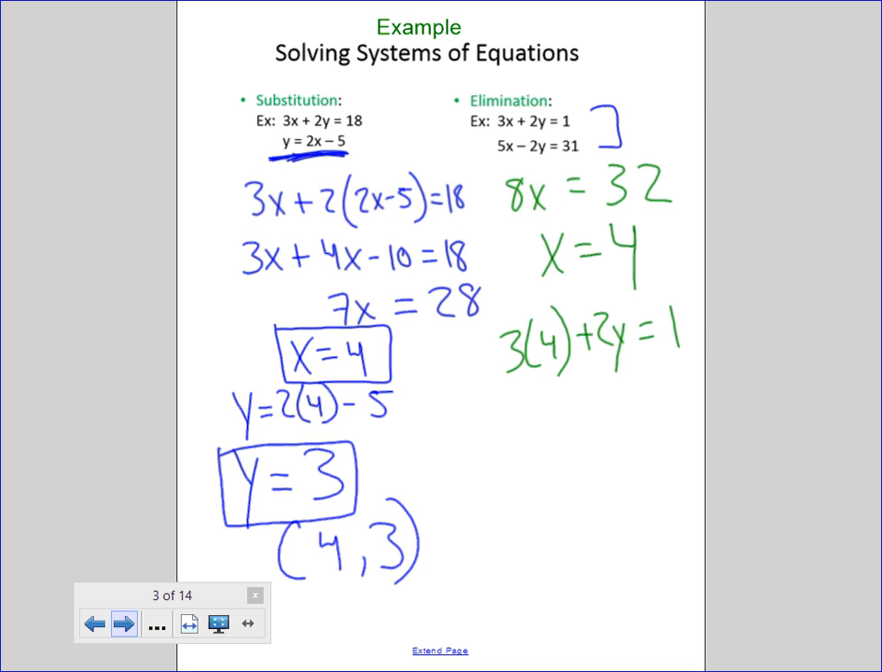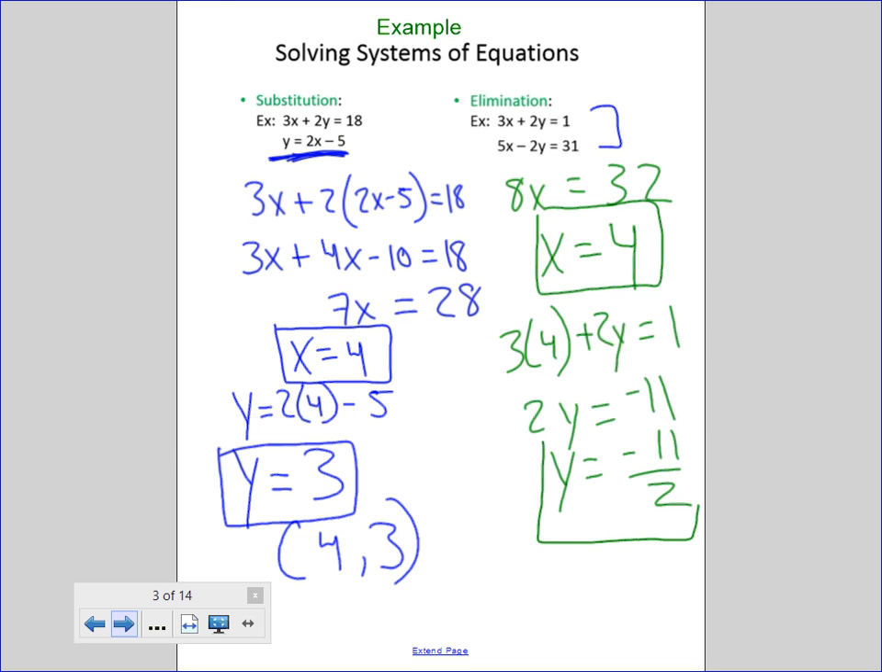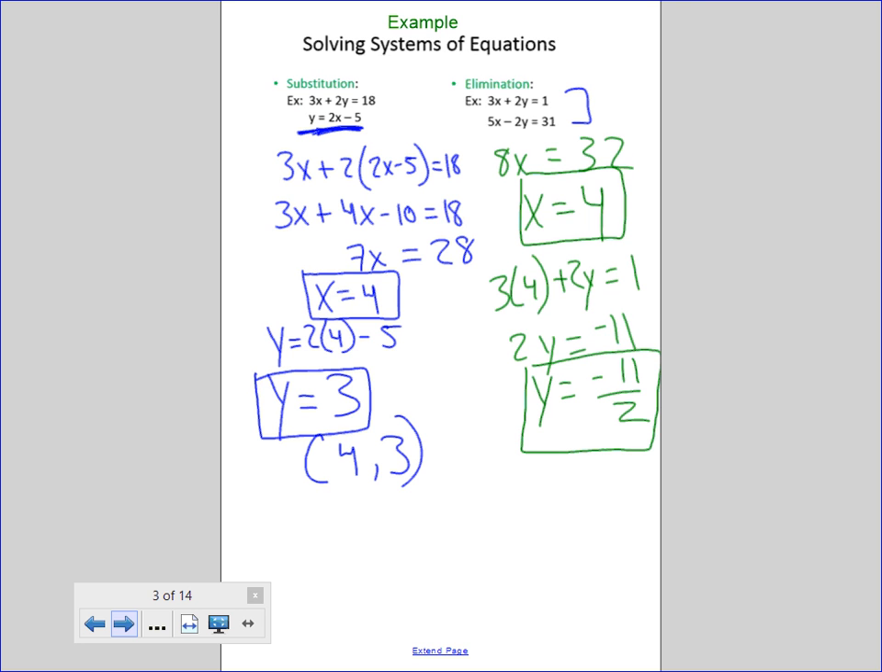Then I'll solve this equation. So I'll subtract 12 from both sides. I get 2y is equal to negative 11. And then I'll divide by 2, so I get y equals negative 11 halves. So this is the method of elimination. Hopefully at some point you've learned this in your previous math courses. If not, it's pretty straightforward. All right, let's go on to the next slide.